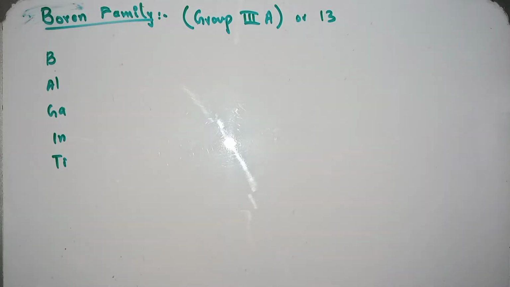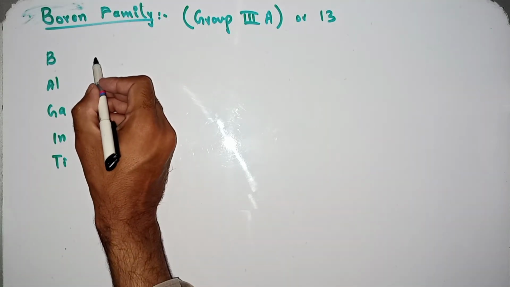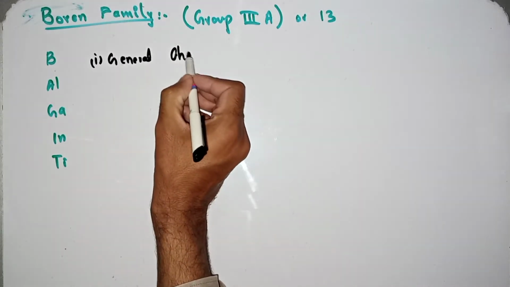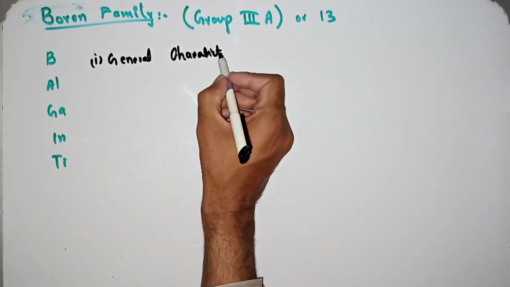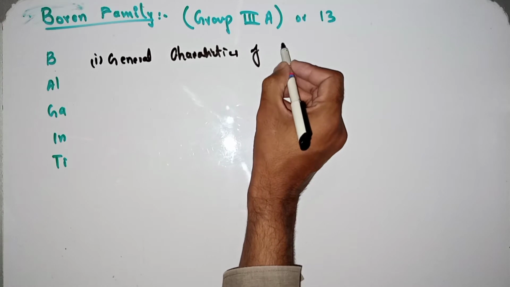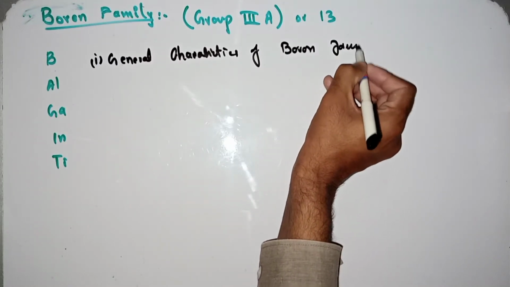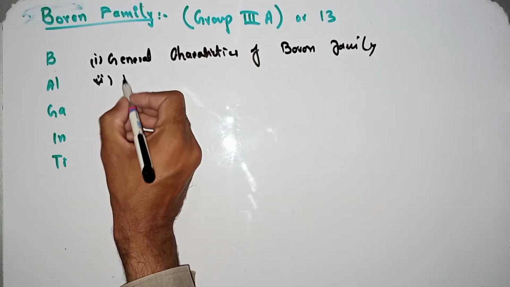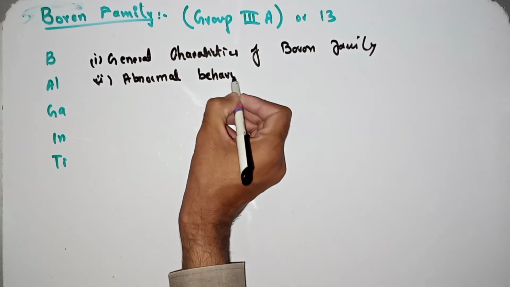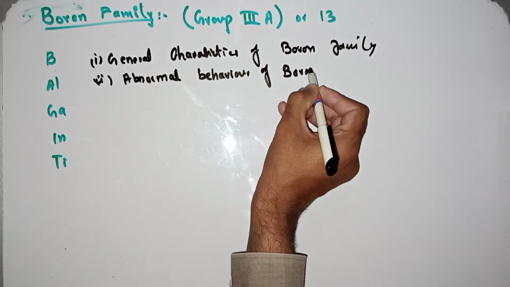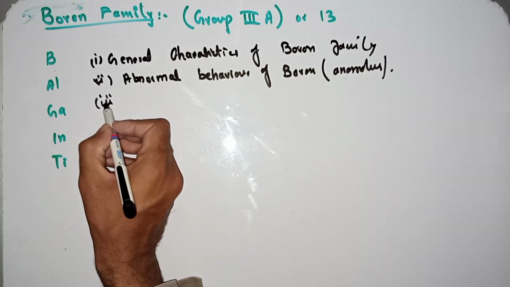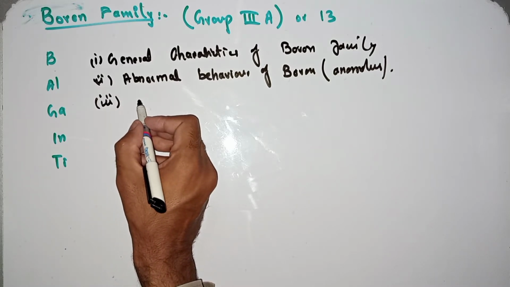Let's start the topic. In this course we will discuss these things. First of all, we will discuss the general characteristics of group 3 elements, the general characteristics of the boron family. Number two, we will discuss the abnormal behavior of boron, also called the anomalous behavior of boron.